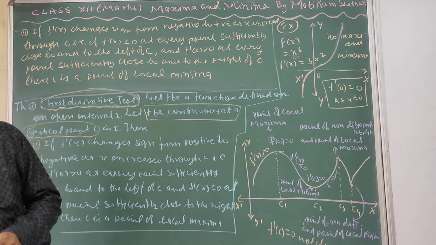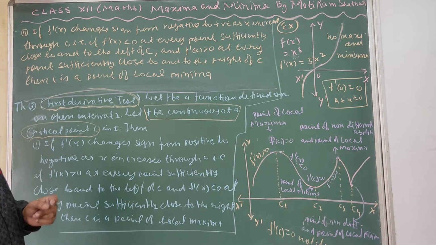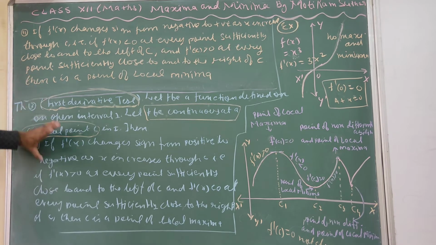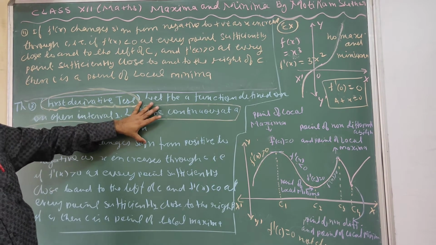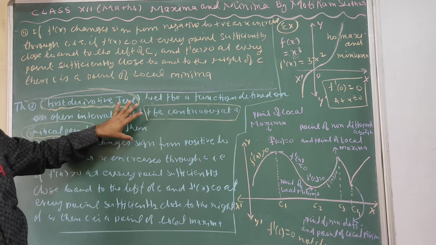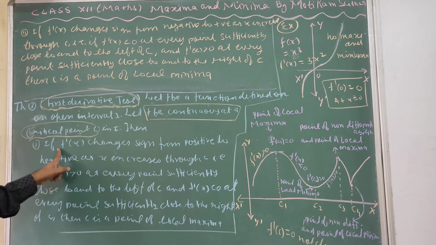That is known as critical point. Clear? So now how do we check? First of all you have to find the derivative, first derivative. After finding the derivative, you have to check.